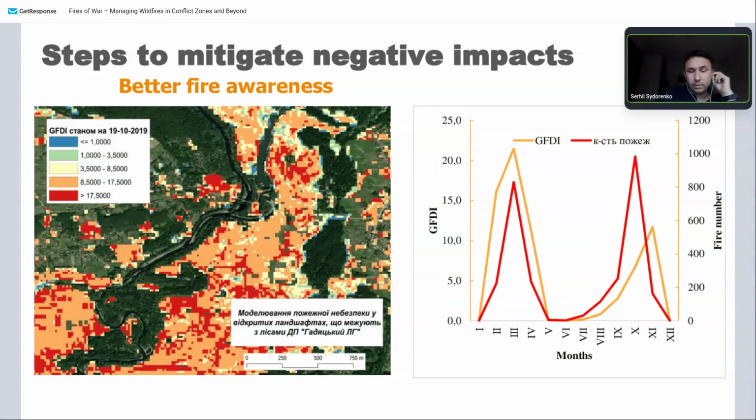Another step is also a change in focus from forest fire management to landscape fire management, because all the fire management systems in Ukraine, and I know that we have the same problem in a lot of other Eastern European countries, focus mostly on the forest and ignore other types of landscapes outside of the forest.